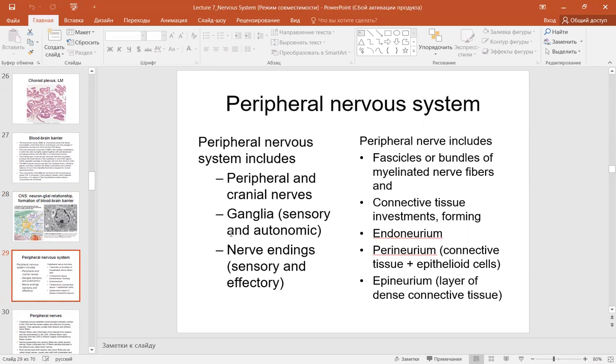The peripheral nervous system includes peripheral and cranial nerves, sensory and autonomic ganglia, sensory and effector nerve endings. A peripheral nerve in its turn includes fascicles, or bundles of myelinated nerve fibers, and connective tissue investments: the endoneurium surrounding each particular myelinated nerve fiber; the perineurium, connective tissue plus epithelioid cells surrounding the bundles of myelinated nerve fibers; and the epineurium, a layer of dense connective tissue surrounding the whole large nerve.